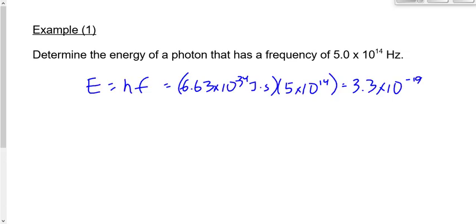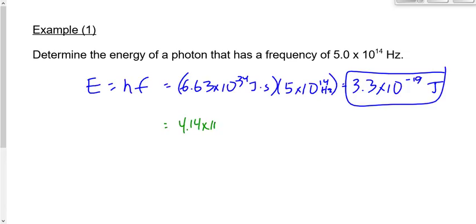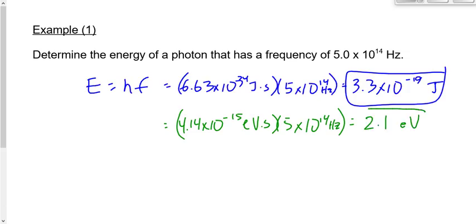What would the units for that be? What would the units for this energy be? Joule seconds times hertz gives me joules. What if I had used the 4.14 times 10 to the negative 15 electron volt seconds? What do I end up now with? I get 2.1. What would the units be? Electron volts. Which one's correct?